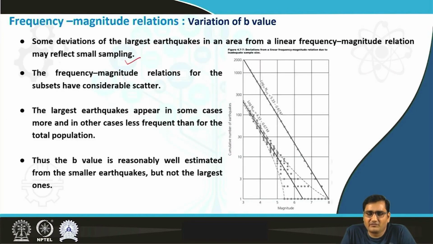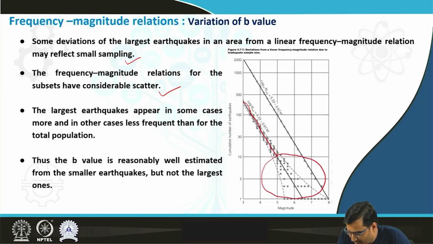Maybe the number of earthquakes that we are sampling is very small, due to which the deviations are happening. The frequency magnitude relations for the subset have considerable scatter. You can see the smaller number of earthquakes are following a regular trend, but there is a scatter at the larger values of the earthquakes. So these larger earthquakes have a considerable amount of scatter.